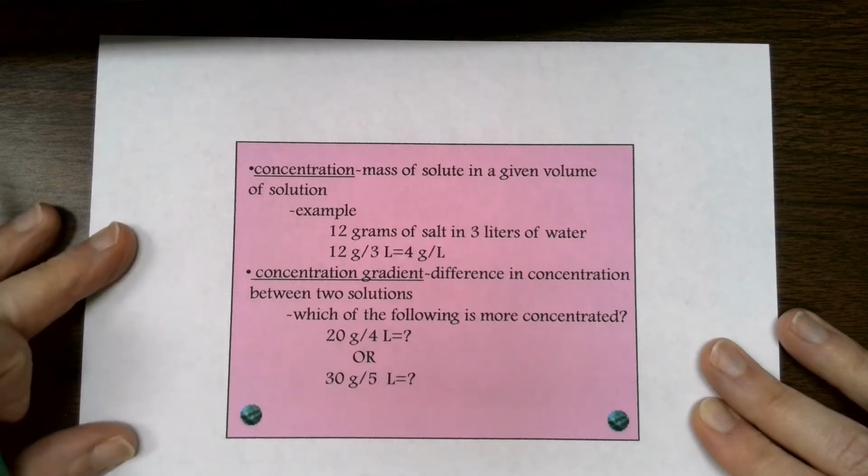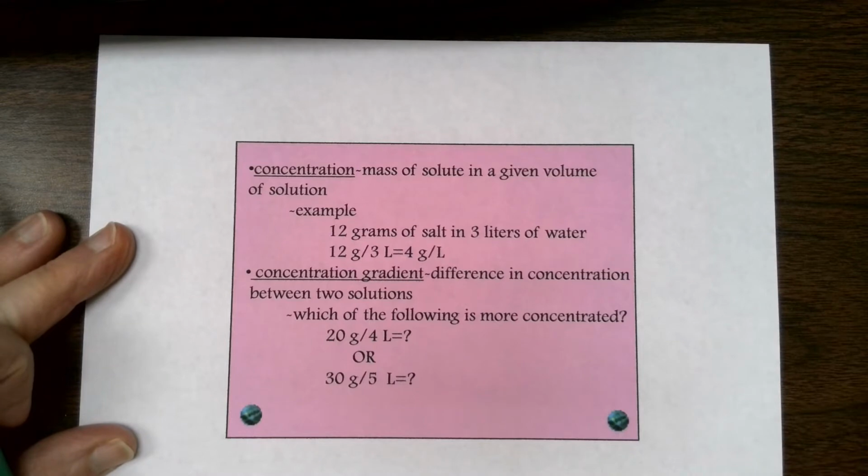A concentration gradient, by definition, is just the difference in concentration between two solutions. Again, we will deal with this to some extent mathematically, but we will also just deal with this relatively, saying this solution is more concentrated, like solution A is more concentrated than solution B.